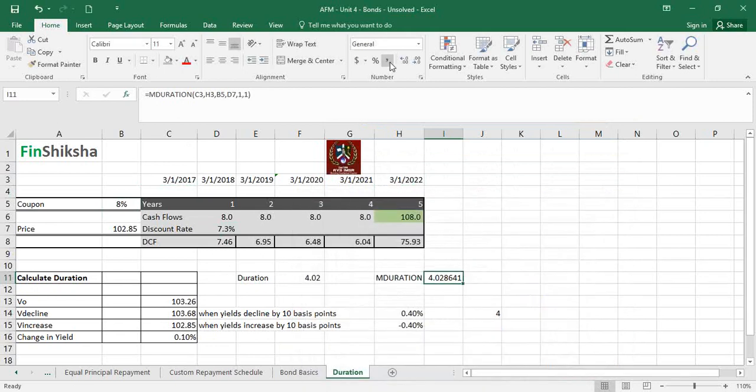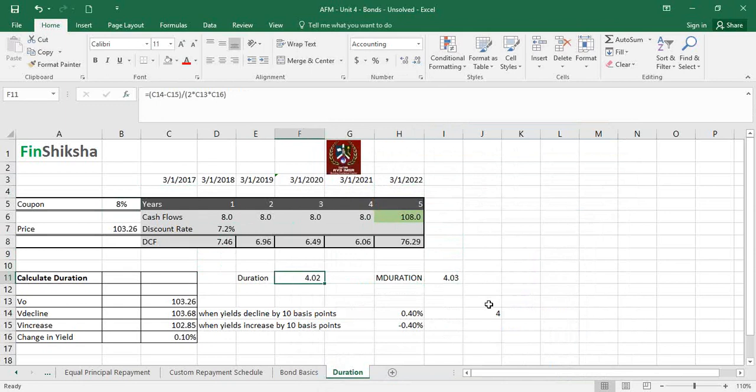What we get for MDURATION is approximately 4.03. The number might change a little here or there. We get 4.03 as per this and 4.02 as per the earlier calculation, which is the approximate modified duration that we have found. It tells us what the actual change in the bond price is going to be.